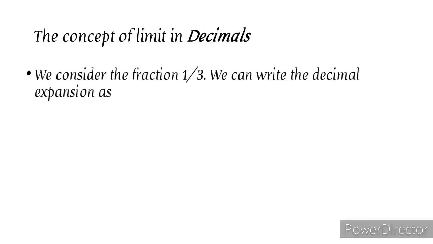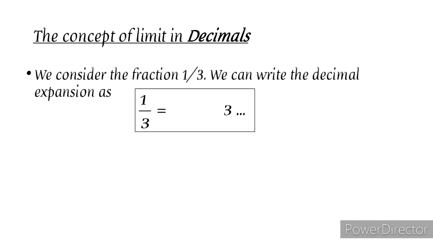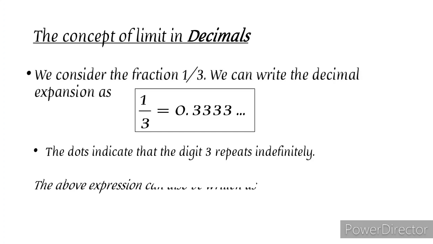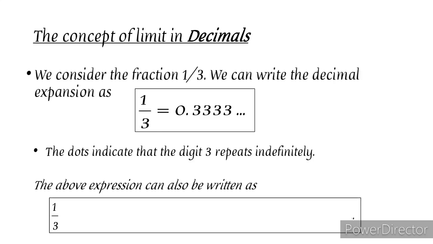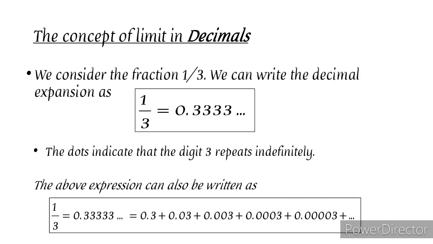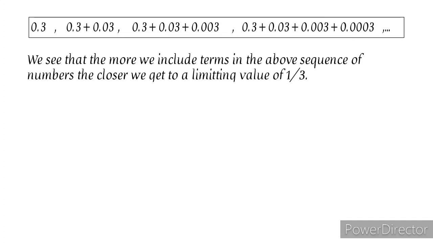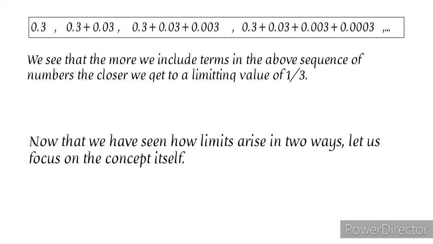Now we see the concept of limit in decimals. We consider the fraction 1/3. We can write the decimal expansion as follows. The dots indicate that the digit 3 repeats indefinitely. The above expression can also be written as given below. Here we see that the more terms we include in the above sequence of numbers, the closer we get to a limiting value of 1/3. Now that we have seen how limits arise in two ways, let us focus on the concept itself.